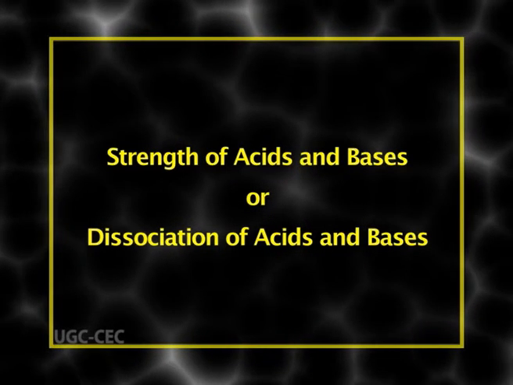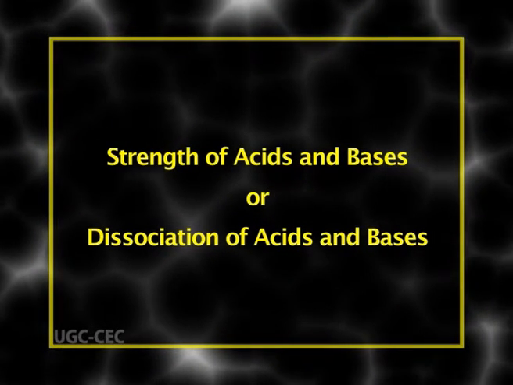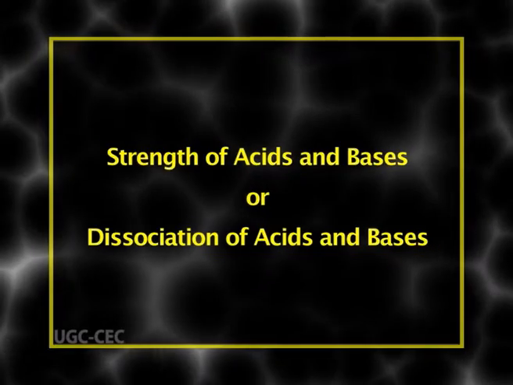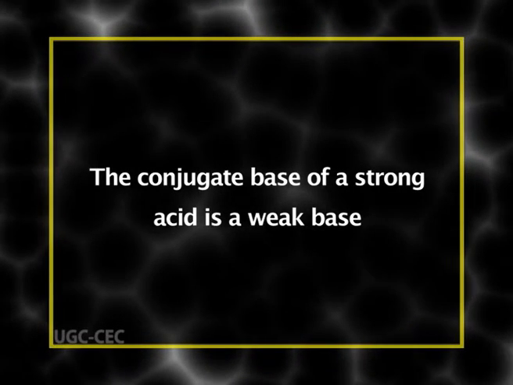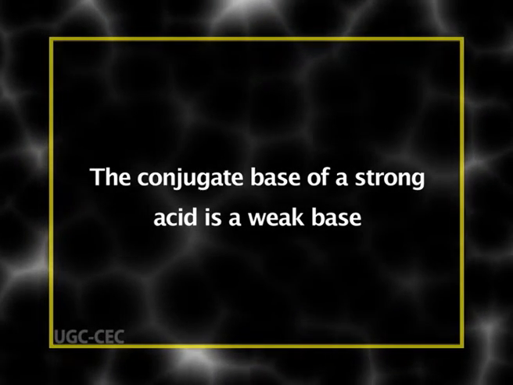Strength of acids and bases, or dissociation of acids and bases. Strength of an acid is measured in terms of its tendency to lose proton, whereas strength of a base is measured in terms of its tendency to accept proton. An acid is considered to be strong if it has great tendency to lose proton. The conjugate base of a strong acid is a weak base.